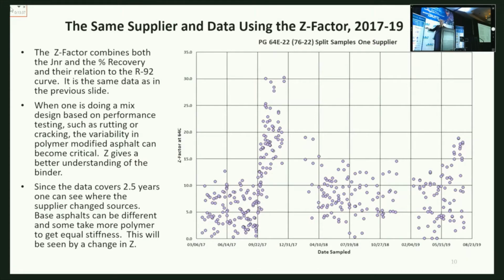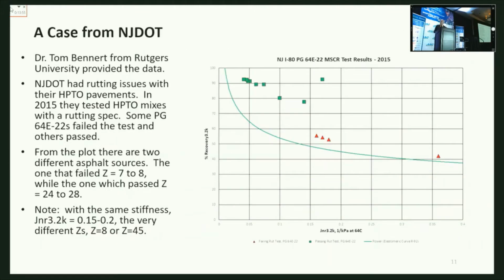Next paving season comes, you start to get something like this. And you say, why isn't the testing behaving the way it did back last fall? And this problem actually has cropped up. It cropped up in New Jersey DOT. It was the same sort of issue. Tom Bennett was kind enough to give me the data. He's from Rutgers University and does a lot of mixed design testing for New Jersey DOT.